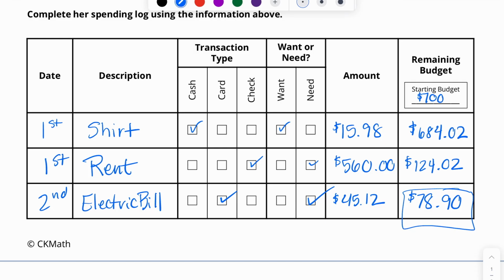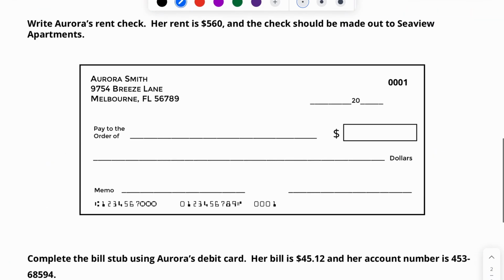The last two things we're going to look at is a quick practice on how to write a check and fill out a bill stub. Okay. So her check, I have an empty check here. It has her contact information at the top and we just need to fill this out. So the current date is going to go right here. I'm going to let you go ahead and fill that out with the current date. The 20 there is to put the front of the year. So if it was May 5th, you'd put May 5th, 2020, whatever.